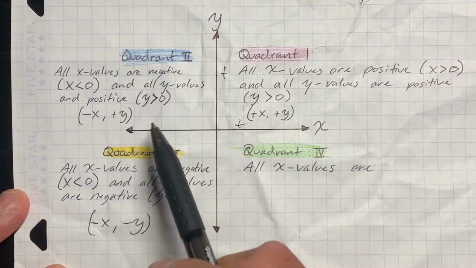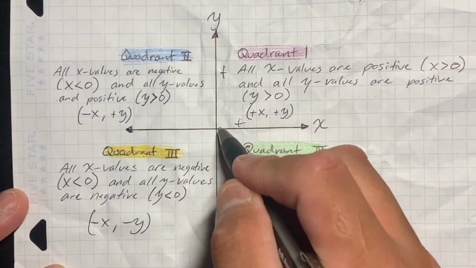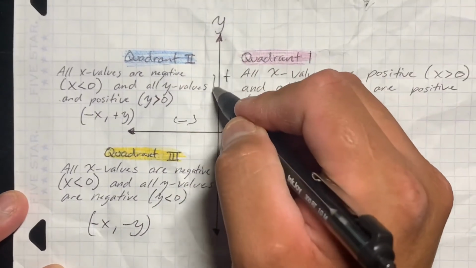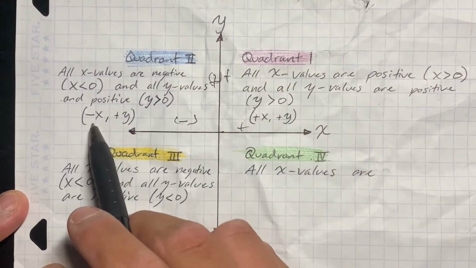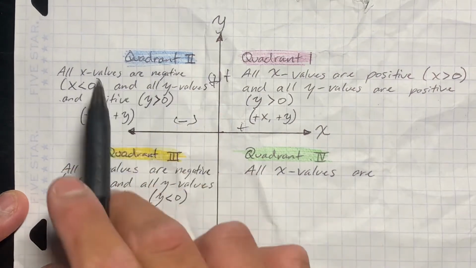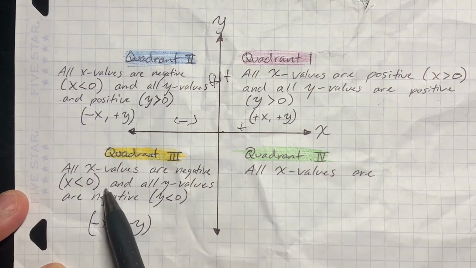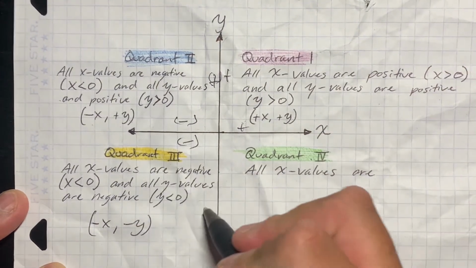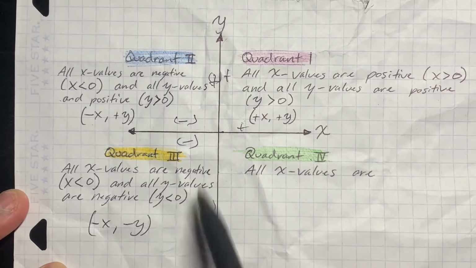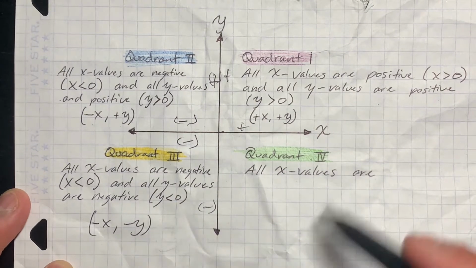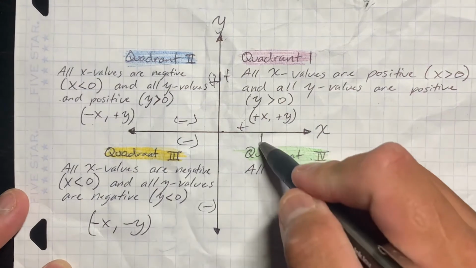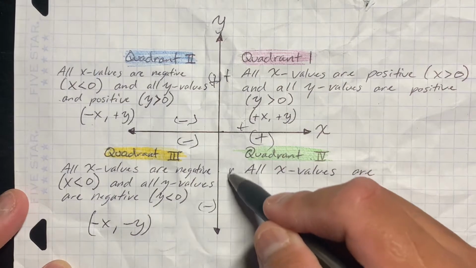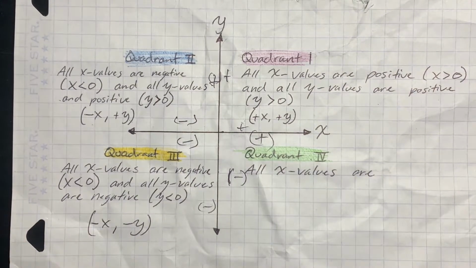For quadrant 2, your x values, you go to the left, are negative, but your y values up and down are positive. So that's why we have negative x values and positive y values in quadrant 2. Quadrant 3 here, all your x values are negative, and all your y values are also negative. So there you go, these integers are less than 0. In quadrant 4, your x values are positive, but your y values are negative. All right, so there we go.